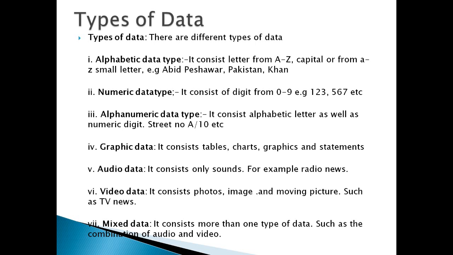The last type is called the mixed data. It consists of more than one type, such as a combination of audio and video. When news is being played on the TV, when we are watching some movie, when we are watching some documentary, there is a video being played at the front and we can see it on the screen. Along with it, the voice is also coming. So this is called the mixed data.